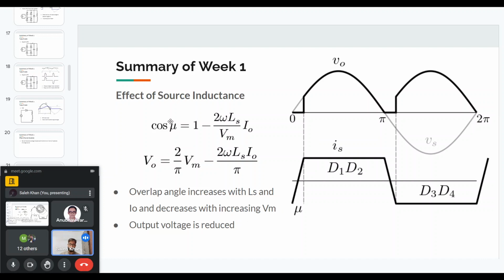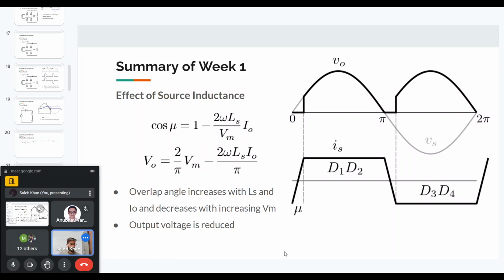And the overlap angle will be reduced if we increase the voltage, because the voltage is in the denominator here. And this will also affect the average output voltage, which is given in the second equation. Because of this commutation, there comes another term which is subtracted from the original voltage. And if this Ls is 0, then this term will basically become 0. So because of this inductance, the average output voltage is reduced.